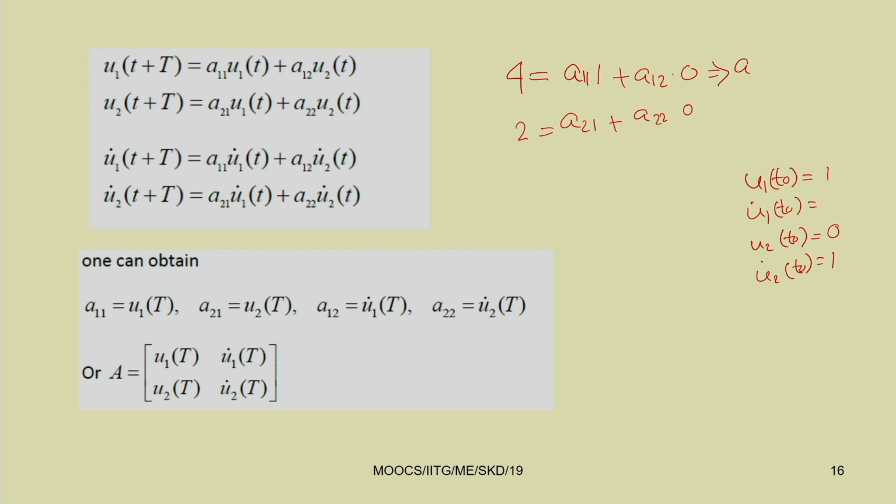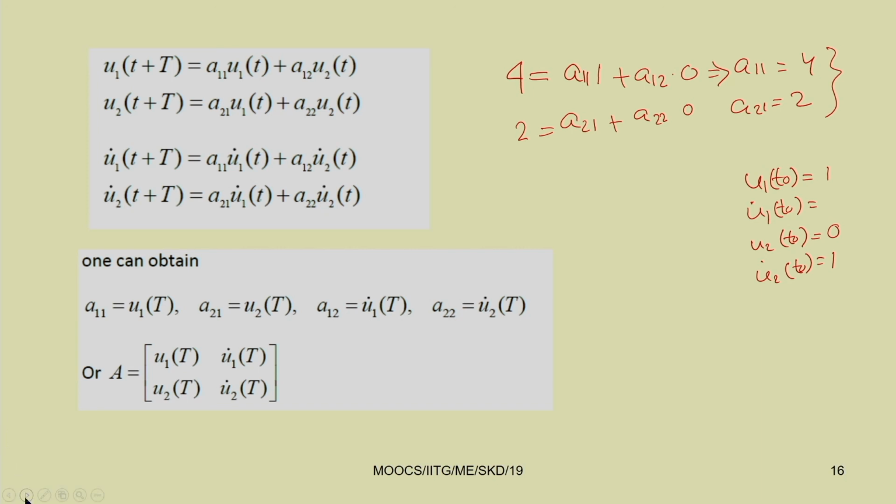You observed that A11 is equal to 4 and A21 equal to 2. In other words, you can write it this way also: A11 equal to U1 t and A21 equal to U2 t, A12 equal to U1 dot t and A22 equal to U2 dot t. Similarly, you can write another two equations, find the values, and write this A matrix. So, A equal to U1 t, U1 dot t, U2 t and U2 dot t.